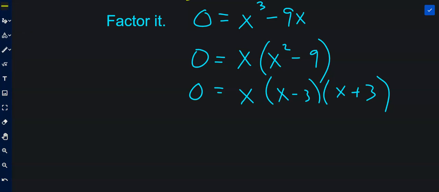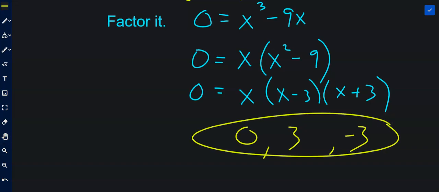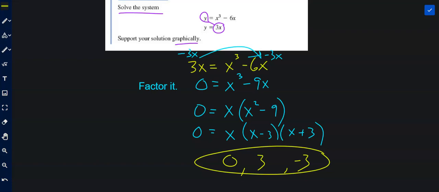And my 3 answers are yes, yes, yes. If you need to graph it, you can graph it. You can check. You can do the intersection. There will be 3 different places where the cubic polynomial and the line cross. And they will cross at 0, 3, and negative 3.